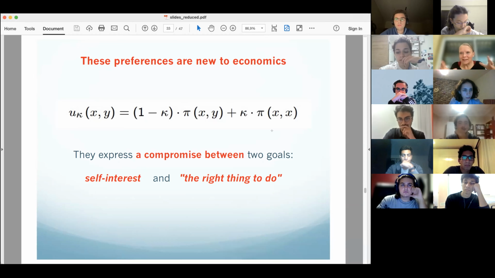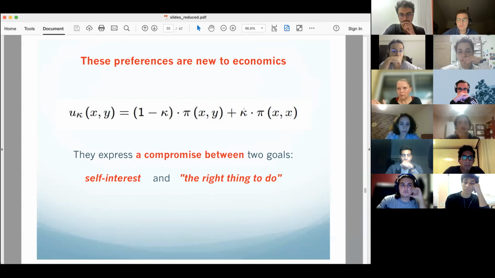Indeed, it spans this parameter kappa, which can take any value between 0 and 1. It allows us to span this whole continuum between the selfish homo economicus, which obtains for kappa equal to 0, and the pure Kantian for kappa equal to 1.